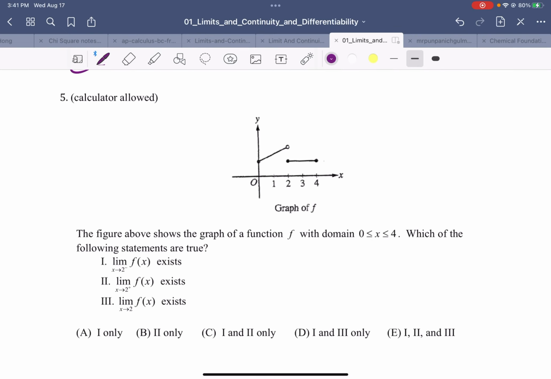Number 5, they gave you a graph. The figure above shows the graph of f, domain 0 to 4. Which of the following are true? Okay, let's look at the left-hand side limit. So here, the left-hand side limit, when x approaches 2, f of x exists. Yes, when you approach from the negative side, whatever value that is, right? So I'm going to mark some value here. Okay, that value exists. So this one is correct.